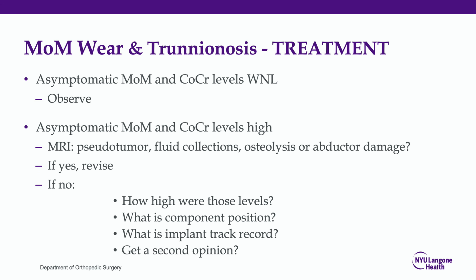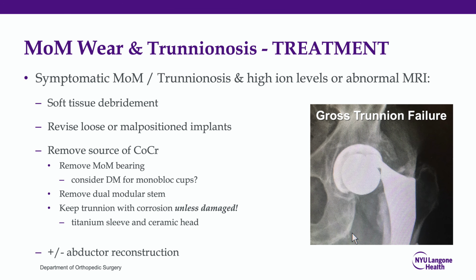The treatment for these metal-on-metal hips and trunnion issues: if you have a symptomatic metal-on-metal hip with abnormal ion levels or an abnormal MRI, or if you have a painful total hip and you discover trunnionosis based on ion levels and/or your MRI, these are hips that are going to have to undergo revision.